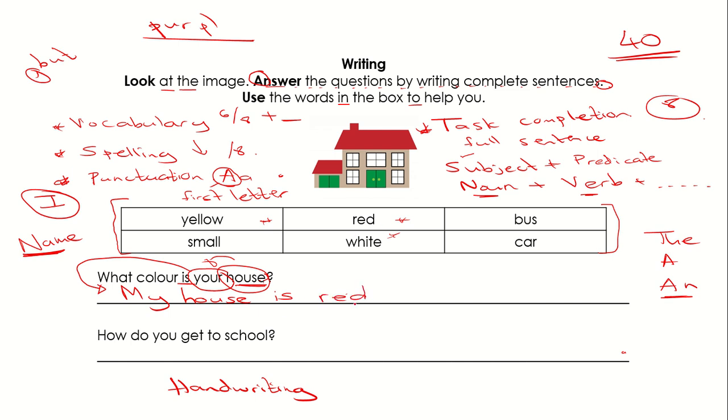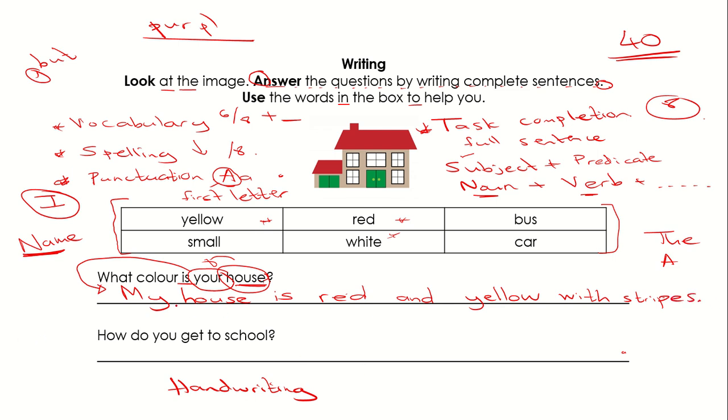Ooh, I want an extra mark. So now what am I going to put? I'm going to put and. And I will add another color. Yellow. And if you've been studying a lot and you know some extra words, you can say with stripes. We learned about stripes and spots, right? My house is yellow with stripes.